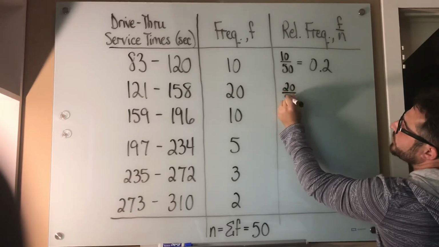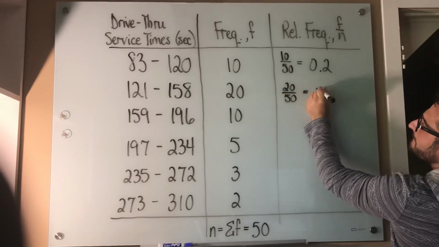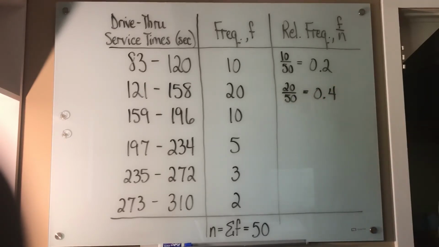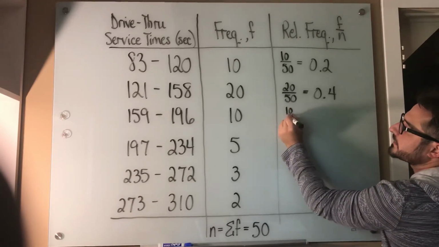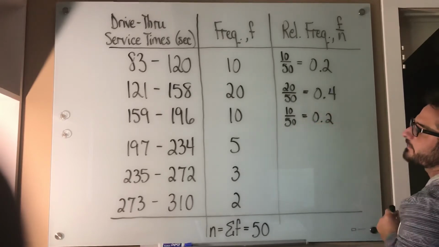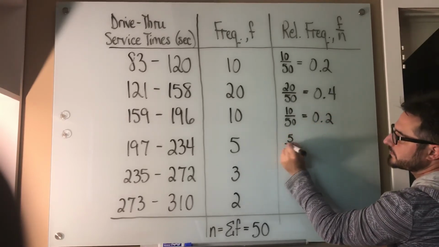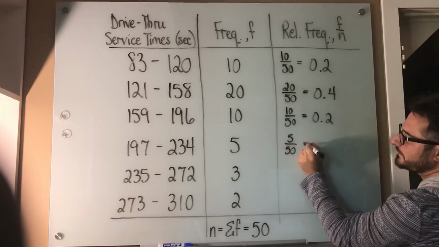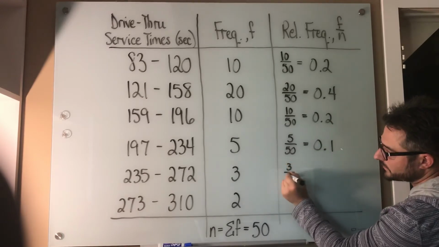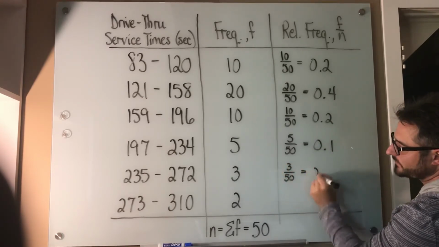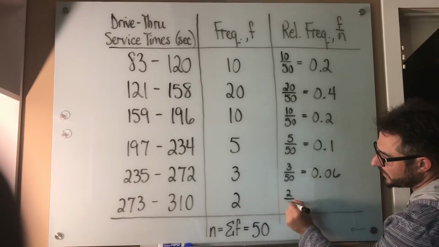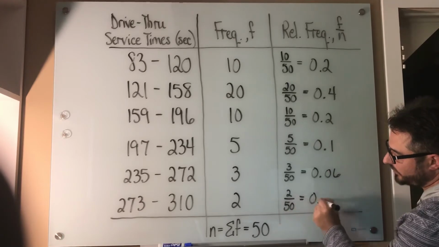We continue on. 20 over 50 is 0.4. 10 over 50 is again 0.2. 5 out of 50 is 0.1. 3 out of 50, 0.06. And 2 out of 50, 0.04.